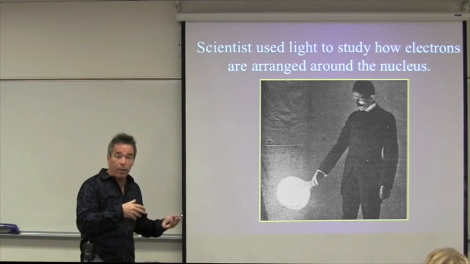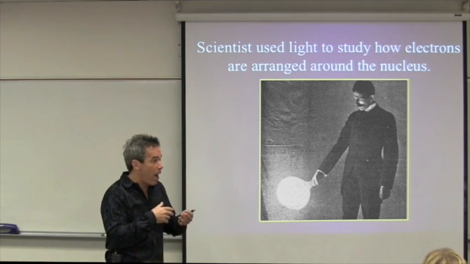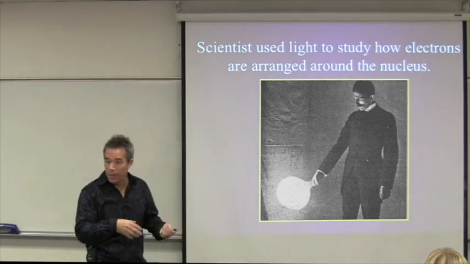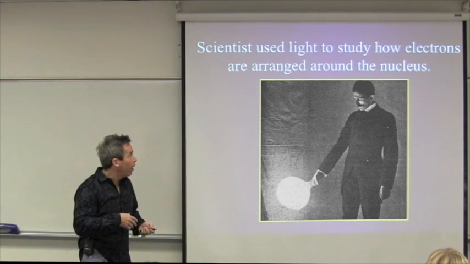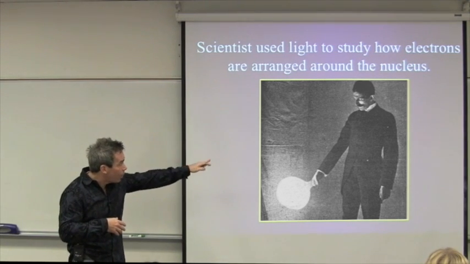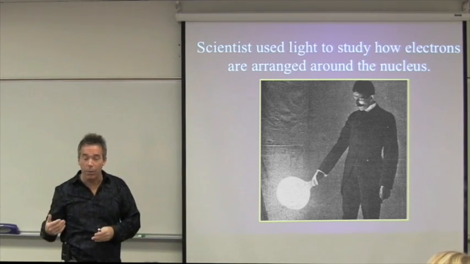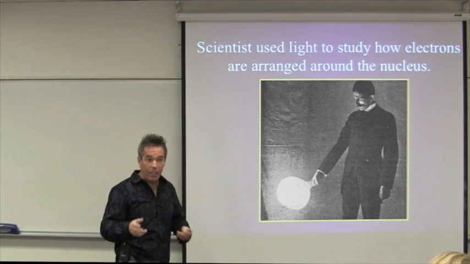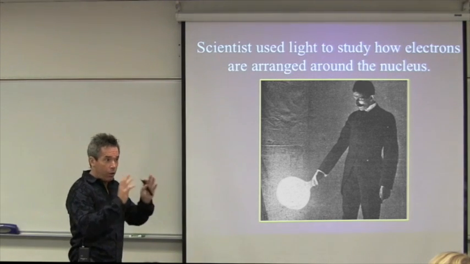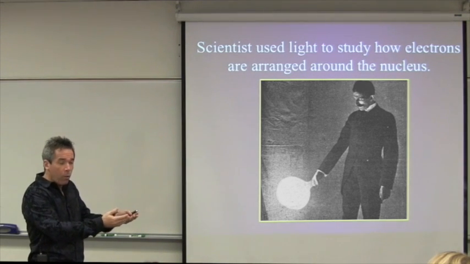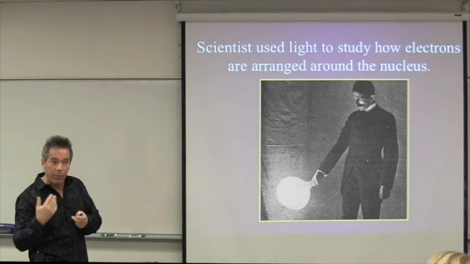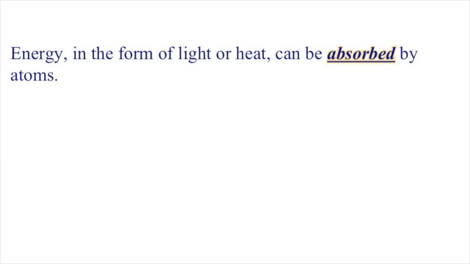When experimentalists were trying to figure out how matter was constructed and making models of atoms, they looked at the light that comes off of atoms when you put energy into atoms, either heating them up or shining light on them. What energy, what light comes out? Energy, in the form of light or heat, can be absorbed by atoms.